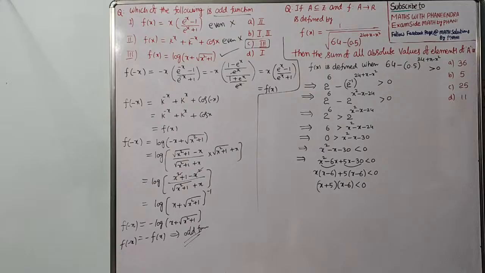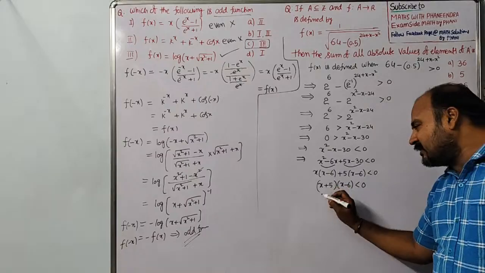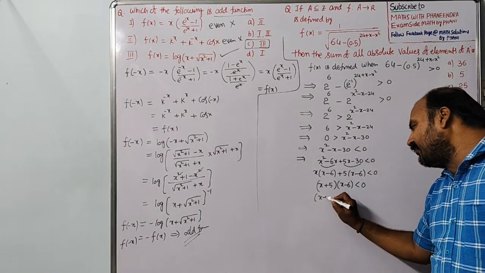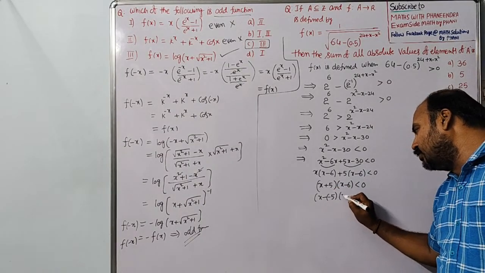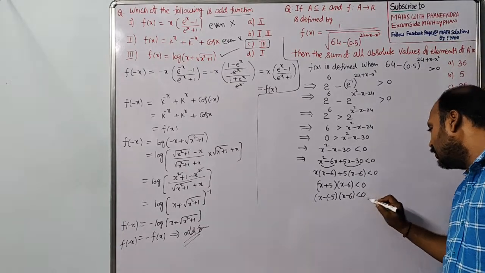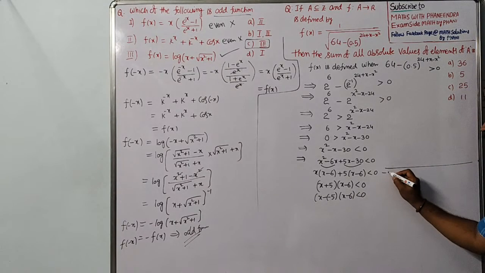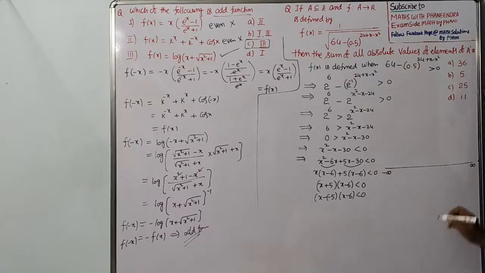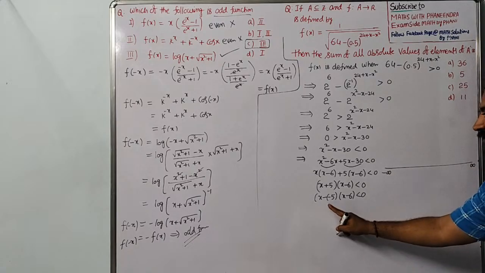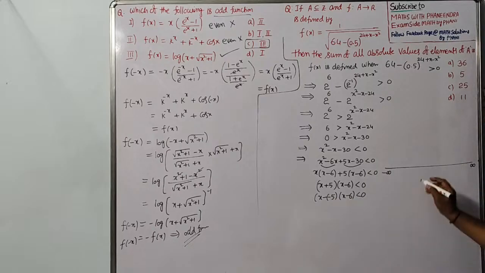Yeah, inequality correct only. After that, x plus 5 means we can write it as (x minus of minus 5) into (x minus 6) is less than 0. So here, on the real number line we can draw that, minus infinity to plus infinity. x lies between minus 5 and plus 6. So here minus 5 is there, here plus 6 is there. So x lies between these two. But x does not take the value minus 5, x does not take the value 6.